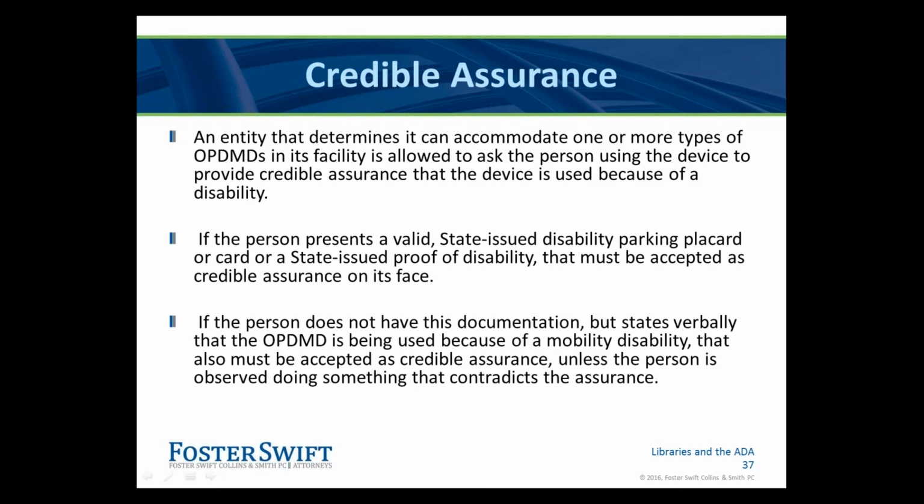If the person presents a disability parking sticker or state issue proof of disability, that must be accepted as credible assurance. If the person does not have the documentation but states verbally that it's being used because of a mobility disability, that must also be accepted as a credible assurance, unless the person is observed doing something that contradicts that assurance. If the person comes in, says they have a disability, needs to use a Segway, and then you see them running a marathon the next day, I mean, this is one of those things where you have to have some pretty concrete evidence to assure that they're doing something in contradiction of the statement that they need the mobility device to help them with their mobility disability.